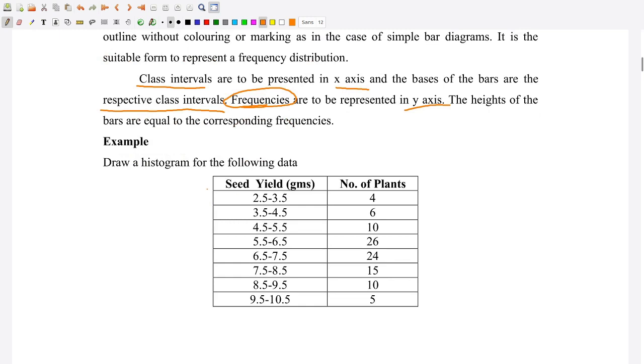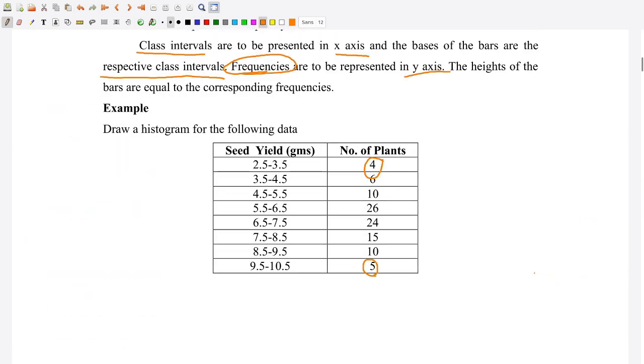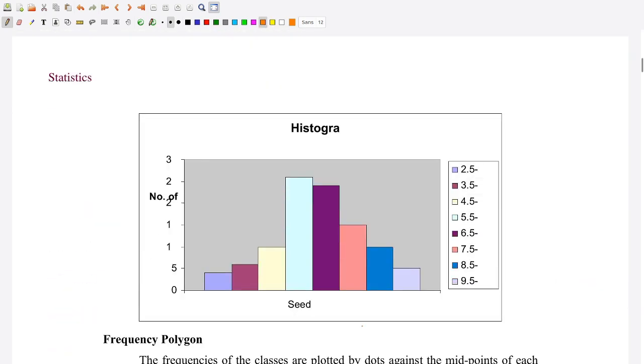For example, we have this data, seed yield in grams, given in class interval ranges. That means 2.5 grams to 3.5 grams, we have number of plants as 4. In the range 9.5 to 10.5 we have number of plants as 5, and so on. We want to represent this data through a histogram. Firstly we create the class intervals. Here they have represented them through various colors, for example this violet color for the class 2.5 to 3.5.